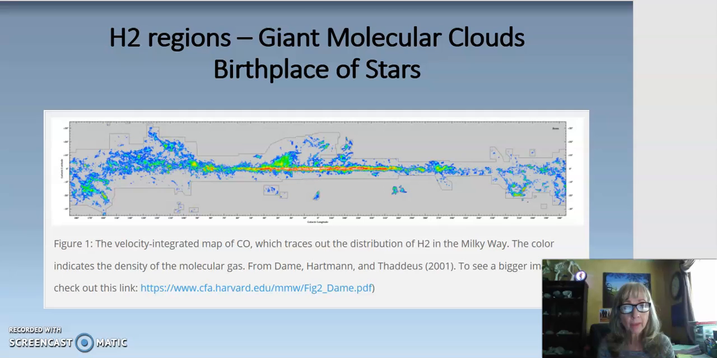So this map is a map of the H2 regions, which they actually map with carbon monoxide, because that's easier to detect, and they accompany each other, so it's easier to use that.